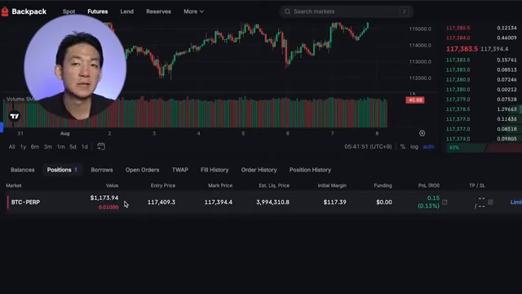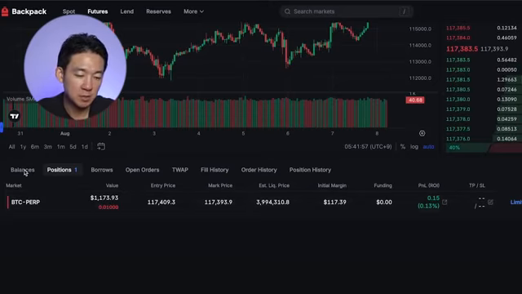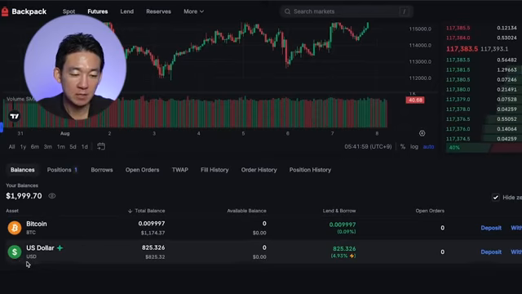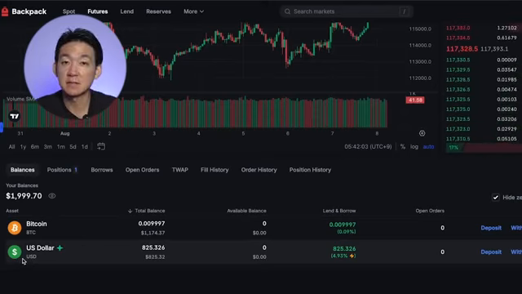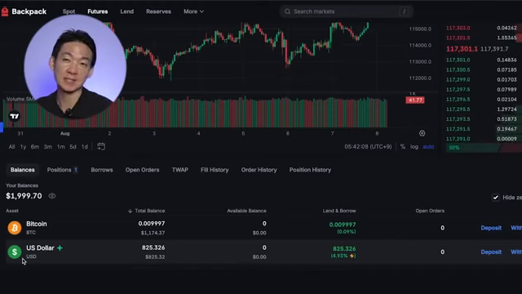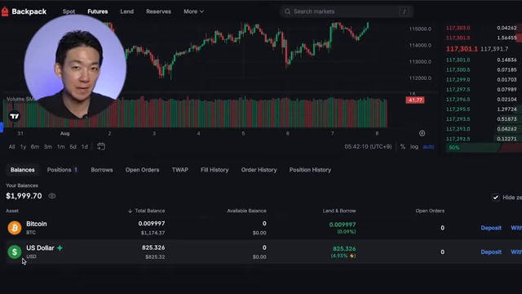Normally, if you trade on other exchanges and take a perpetual position, this US dollar is not going to remain in your portfolio generating yield. This is not possible on other exchanges. This is only possible on Backpack.